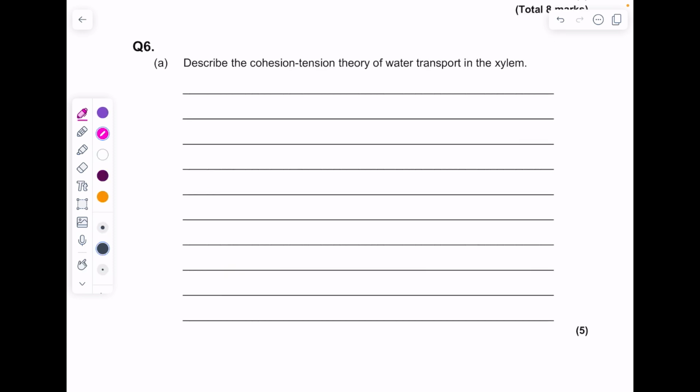Describe the cohesion tension theory of water transport in the xylem. So we're going to write an answer here which combines transpiration stream as well as a little bit of chemistry to do with how water molecules are attracted to each other by hydrogen bonds, forming a continuous chain within the xylem. So we need to start by first of all pointing out that water is lost at the surface of the leaf via the stomata by the process of transpiration.